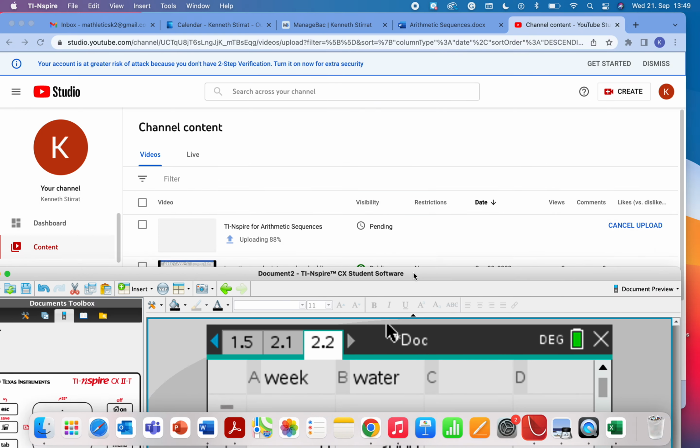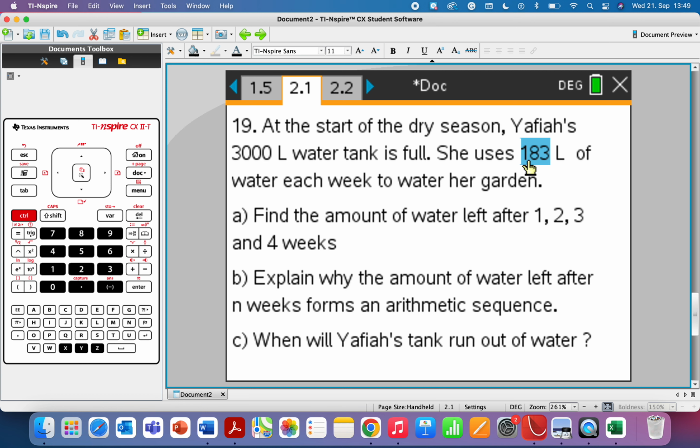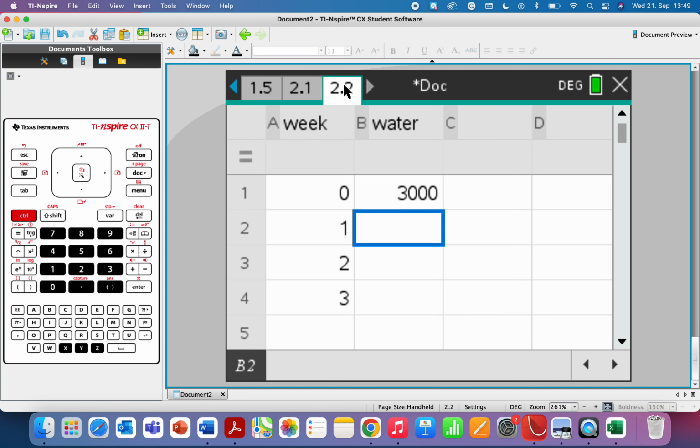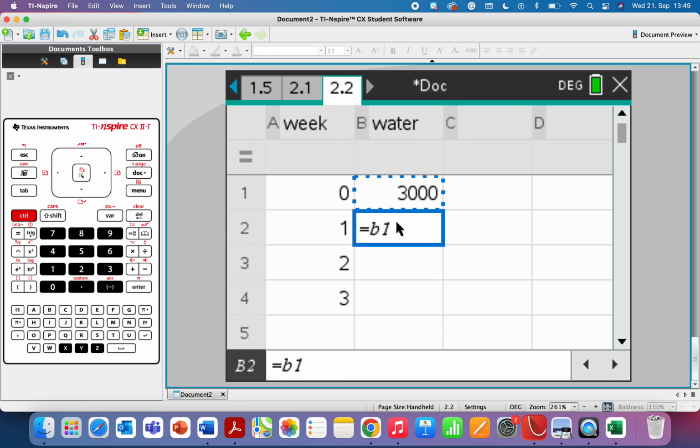Now in here we can actually put in a little formula, because we want to subtract 183 each time. So if we press the equals button, and then we can say we want the number above, which is in B1, and then we subtract 183, and we press enter, which is good. But you might be thinking, well, I could have just done that in my head, really. But the power comes now with this one.